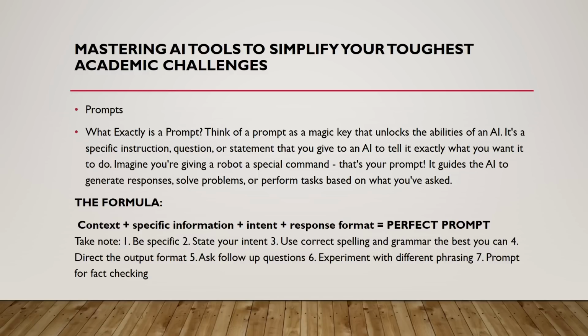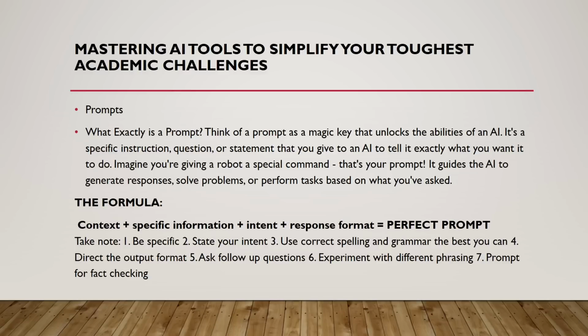Now imagine you're giving a robot a special command. That's your prompt. It guides the AI to generate responses, solve problems, or perform tasks based on what you've asked. And there's a very simple formula. This formula is what we call the perfect prompt formula. You start with context, and then you add specific information, then intent, and then you close with the response format, and that's what we call a perfect prompt. But take note, you need to be specific. I'll explain all this shortly.